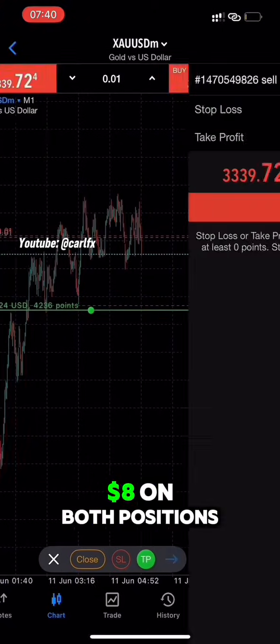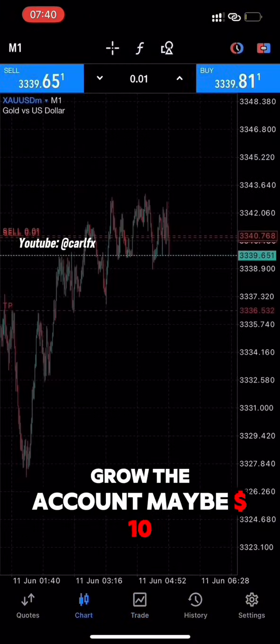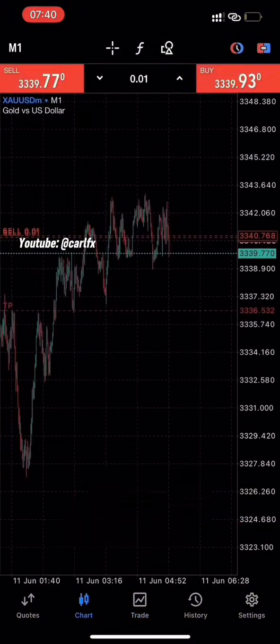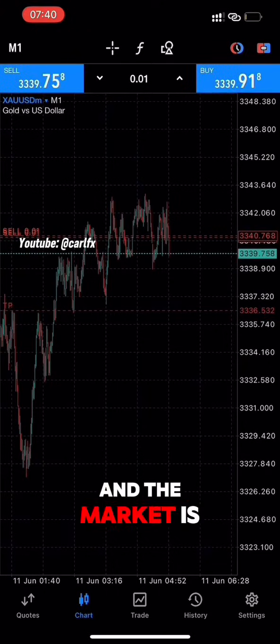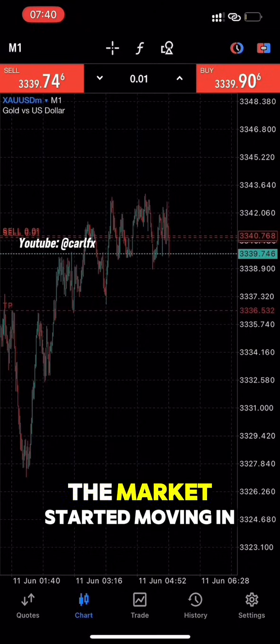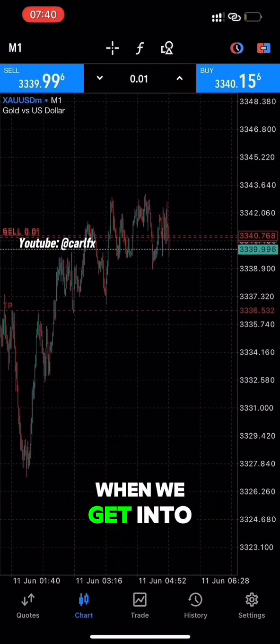Maybe that will be $8 on both positions. I'll be aiming to grow the account to maybe $10. Then from $10 I grow the account to maybe $50 or $40. This is what we are looking at so far, and the market is moving well. We had a good entry. As soon as we got into the market it started moving in our direction, which is something that we look for when we get into the markets.